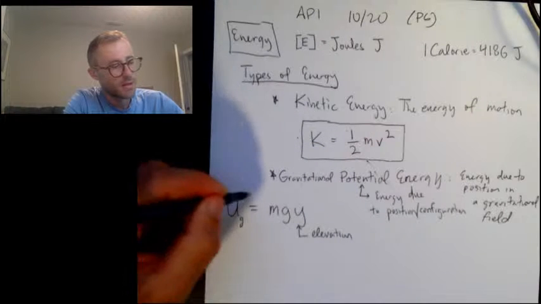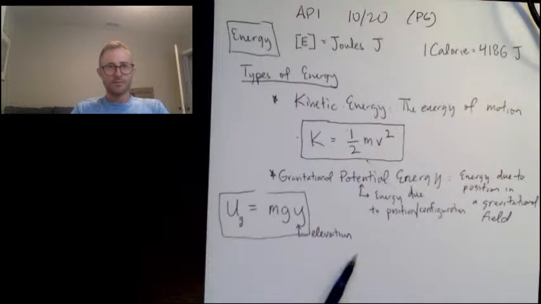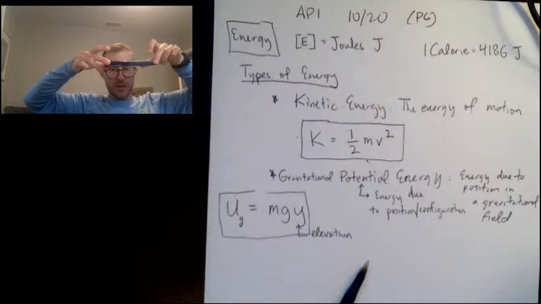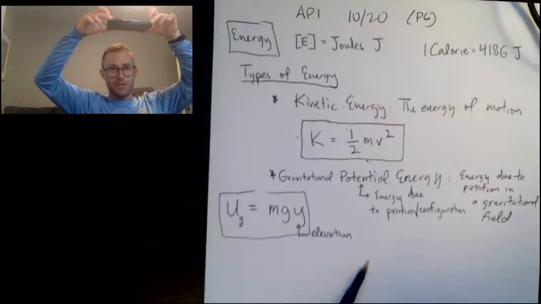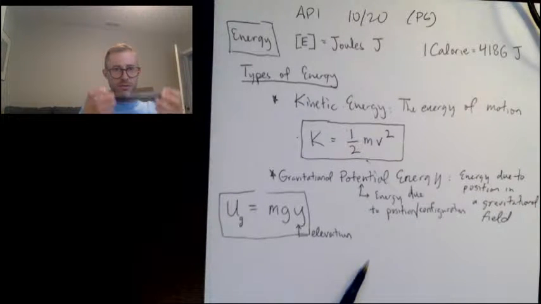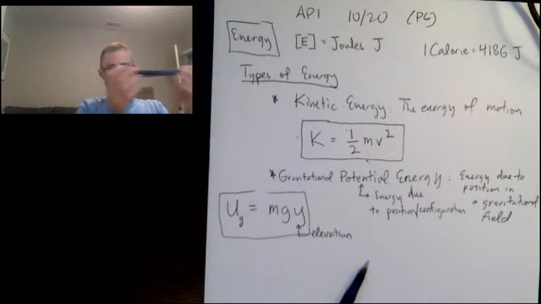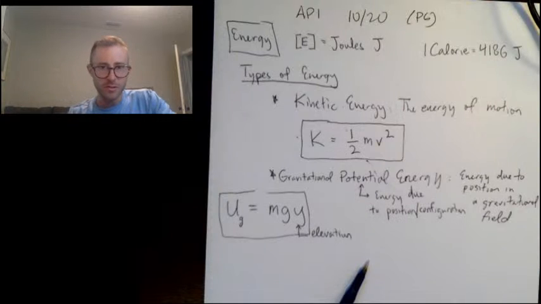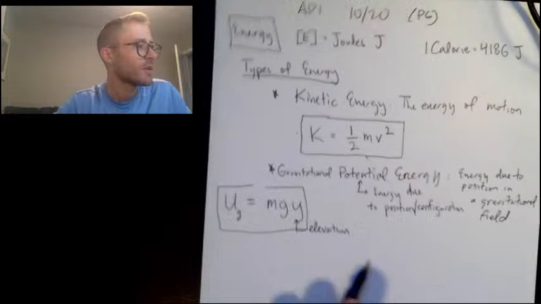Okay? So if you have an object and you raise its elevation, you are giving it gravitational potential energy. Okay? If you lower it, you're taking away gravitational potential energy. If you move it from side to side, you're not changing the elevation, so the gravitational potential energy stays the same. Okay?